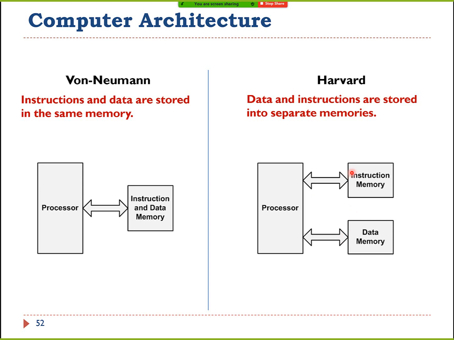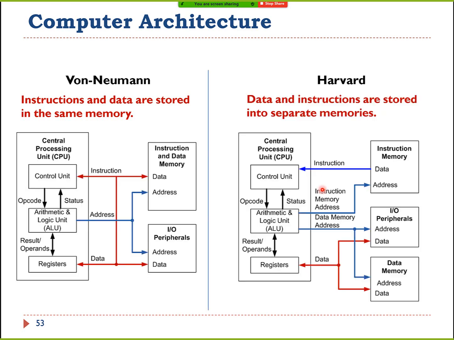So this is more efficient or faster. This is the block diagram for the von Neumann and Harvard architectures. As you see, in the first case you have only one bus, which is used for both data and instructions, but in the Harvard architecture the instruction has a separate bus and the data has a separate bus.